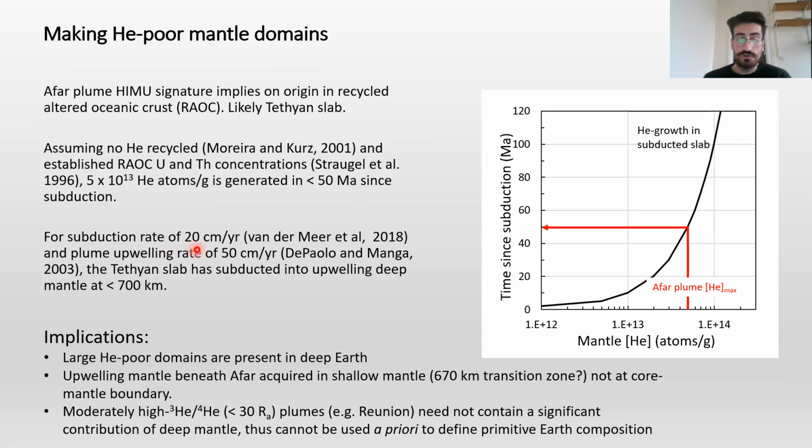For a subduction rate of 20 centimeters per year and plume upwelling rate of 50 centimeters per year, the Tethyan slab has subducted into upwelling deep mantle at 700 kilometers. So the implications here: large helium-poor domains are present in the deep Earth. And upwelling mantle beneath Afar acquired them in shallow mantle, likely the 670 kilometer transition zone, not the core-mantle boundary.